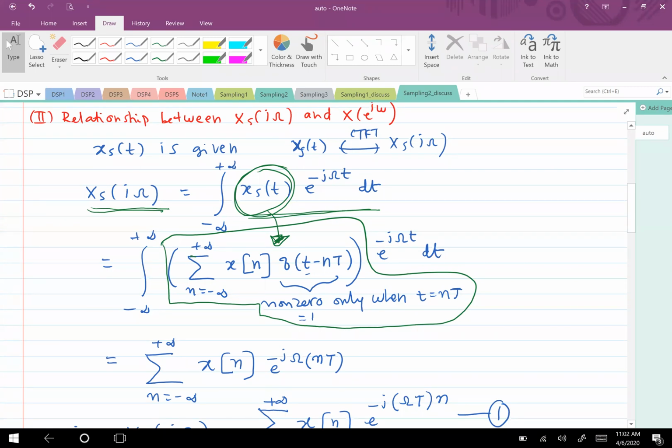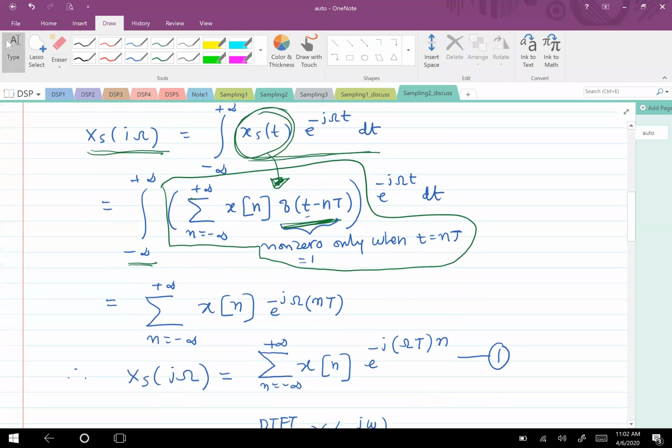And that's what has been substituted here. You are varying t now. This delta of t minus nT is non-zero and equal to 1 only when t equals nT, although you are integrating from minus infinity to plus infinity. So what you could do here is simply write a summation. In the summation, at t equal to nT you have values, so you simply remove the integral from minus infinity to plus infinity, and this t you replace with nT here.